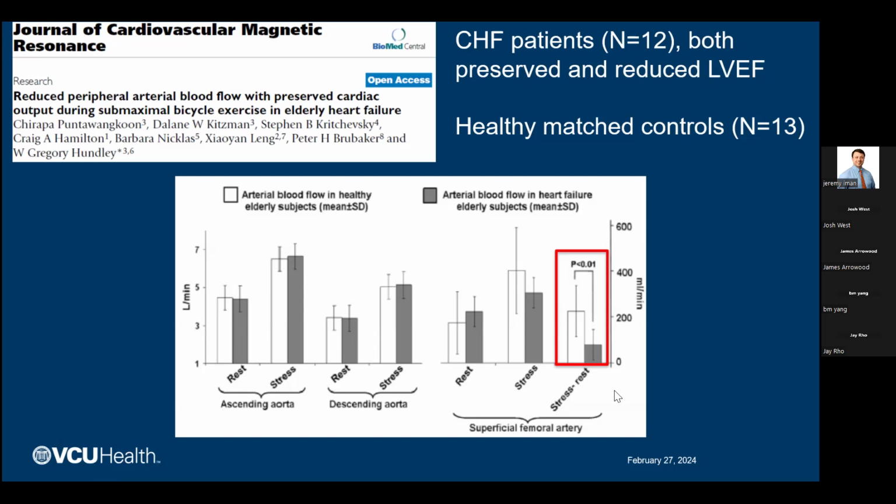Surely in a number of individuals, it's problems with central flow, with the heart pumping the blood out. But in a number of individuals, and as this study would suggest, there might be a very prominent peripheral component as well, where the peripheral vasculature fails to augment flow to the skeletal muscles, and that's sort of what this was demonstrating.